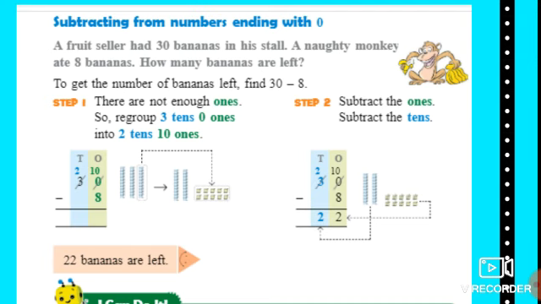Read the statement. A fruit seller had 30 bananas in his stall. A naughty monkey ate 8 bananas. How many bananas are left? So, a fruit seller had 30 bananas in the stall, but a monkey ate 8 bananas from his stall. How many are left with the fruit seller? Total were 30 and the monkey took away 8. Now, what is left? How will we find it? By subtraction. We will do 30 minus 8.